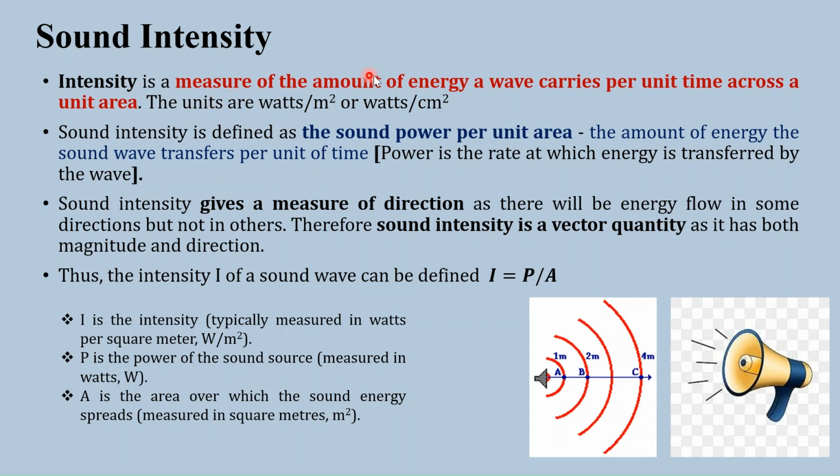Intensity is a measure of the amount of energy a wave carries per unit time across a unit area, and the units are watt per meter square or watt per centimeter square. This definition of sound intensity can also be stated as the sound power per unit area, because power is the rate at which energy is transferred by the wave, meaning the amount of energy transferred per unit of time. This sound intensity also gives a measure of direction, because there will be energy flow in some directions but not in others.